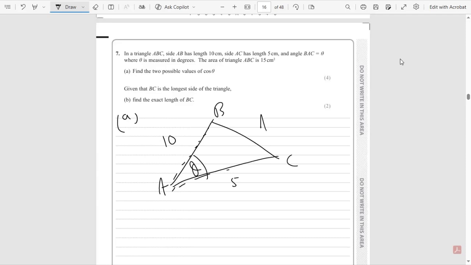The area of the triangle is 15. Find two possible values of cos theta for part A.